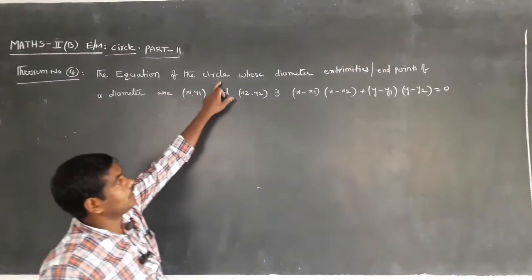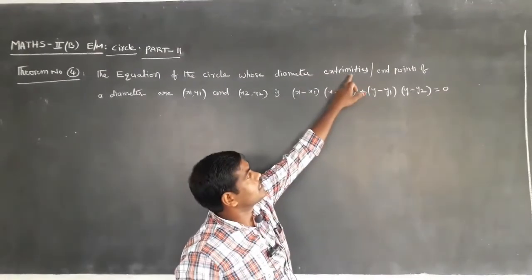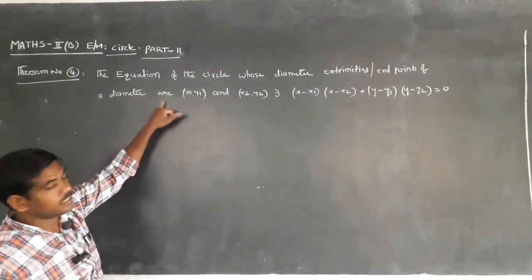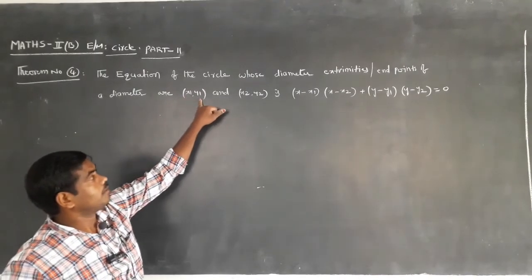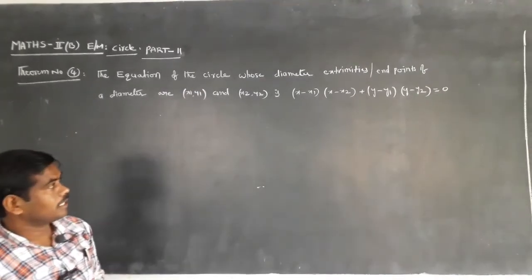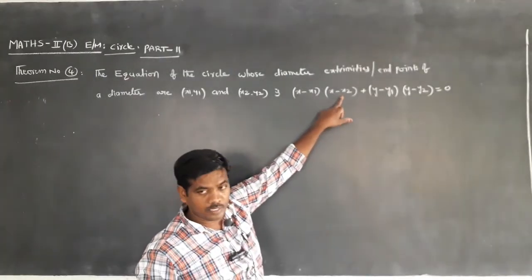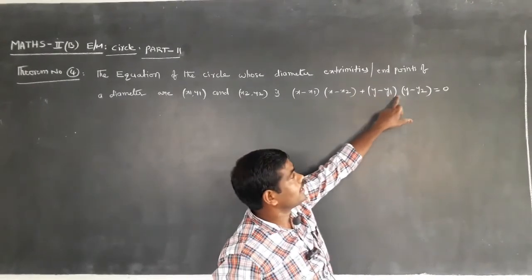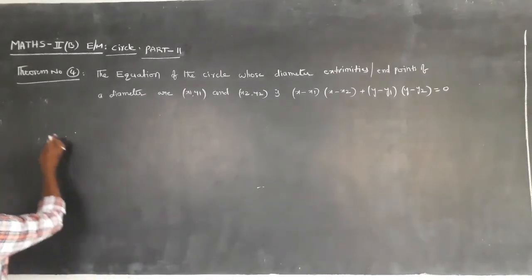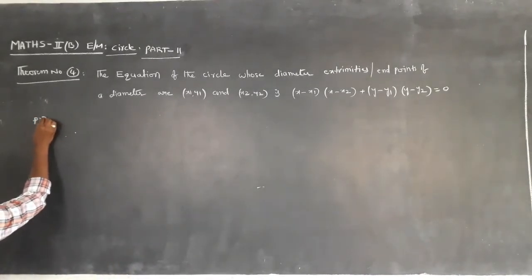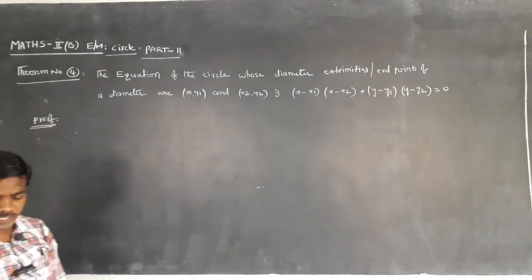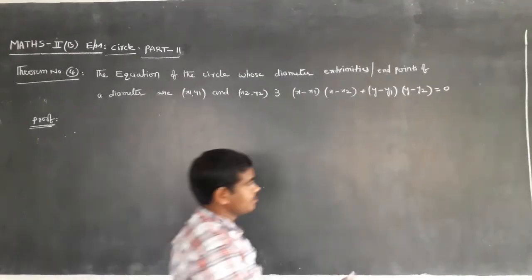Equation of the circle whose diameter extremities, or endpoints of a diameter, are (x1, y1) and (x2, y2) is (x minus x1) into (x minus x2) plus (y minus y1) into (y minus y2) is equal to 0. From the given points, extremities of a diameter of the circle.